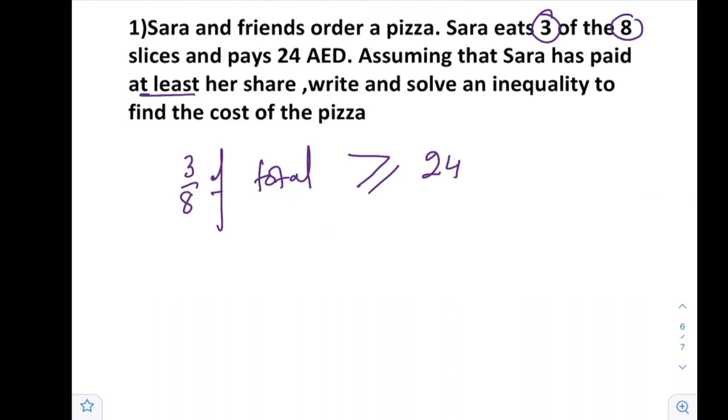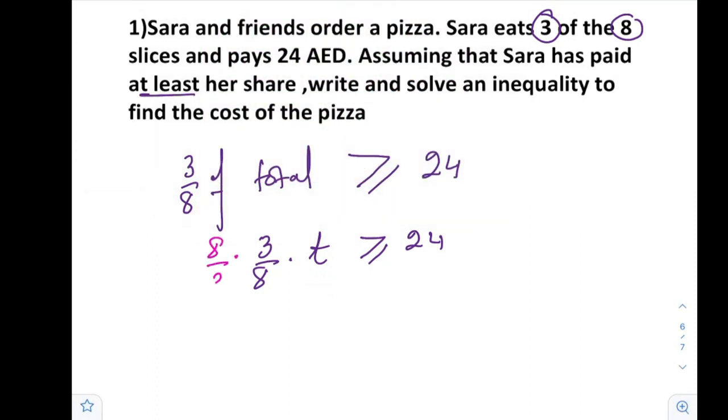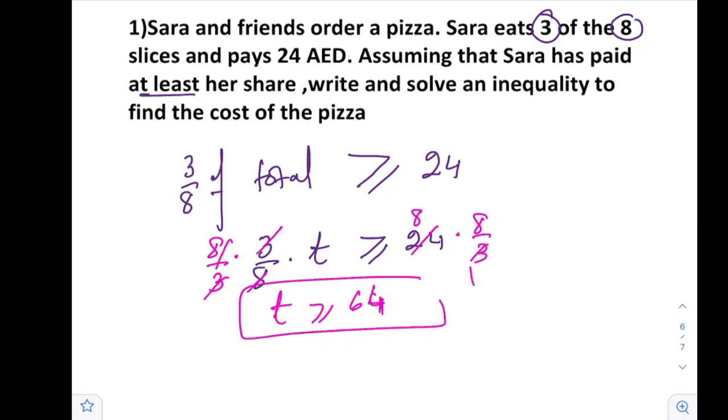So I will translate it into an inequality: 3/8 times the total that I don't know, so I'll call it T, or X or whatever, more than or equal to 24. I will solve this inequality by multiplying by the reciprocal. So T is more than or equal to 24 over 3/8, so it's 64. The total cost of the pizza is 64 dirhams.